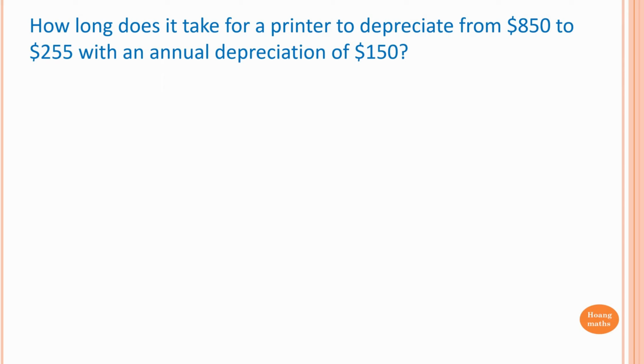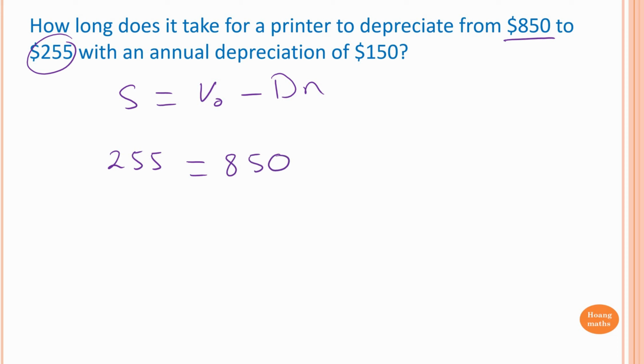How long does it take for a printer to depreciate from $850 to $255 with an annual depreciation of $150? S is equal to V0 minus DN. So we know the salvage value is this much, so we just write this down. That's how much it's worth. And the purchase price is this, which is $850. I just write $850. Minus, and each year it depreciates $150. So I just go 150 times N. So we need to find N.